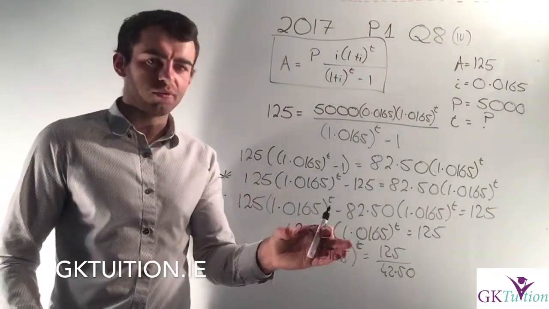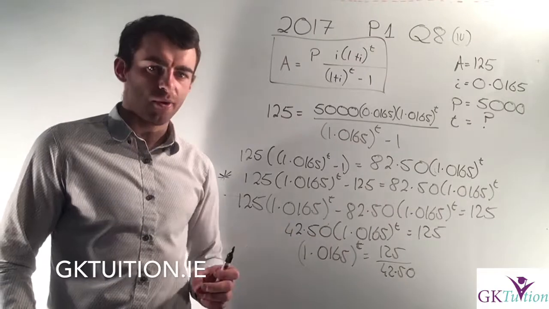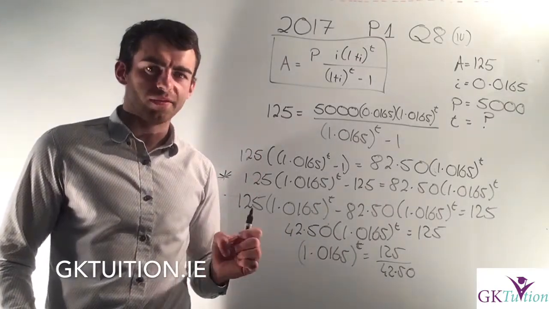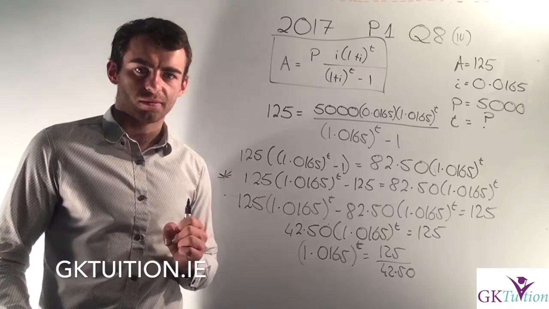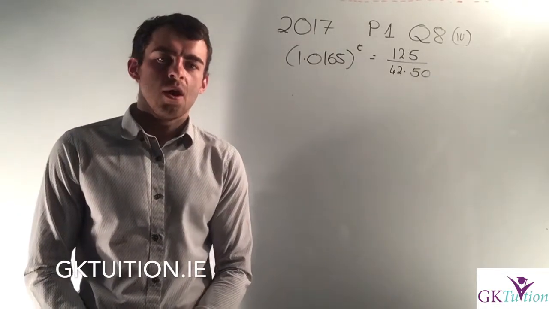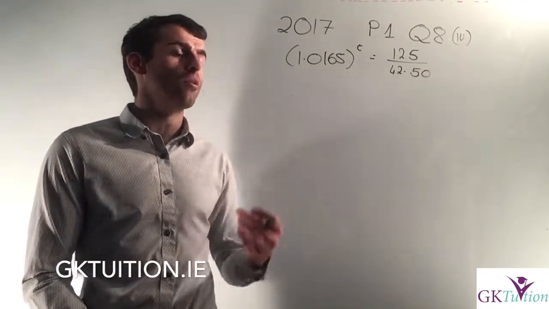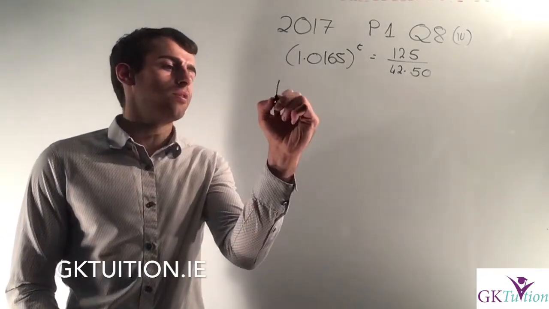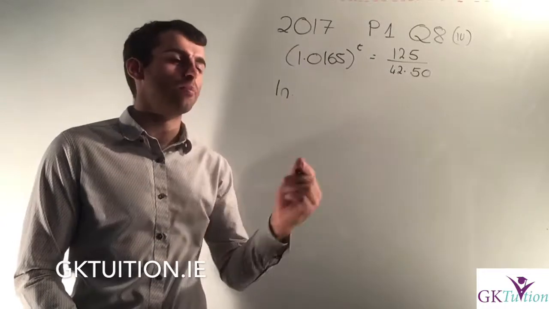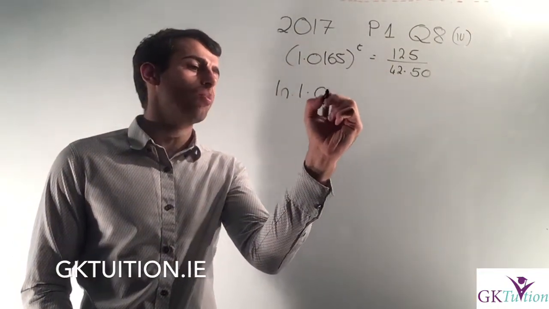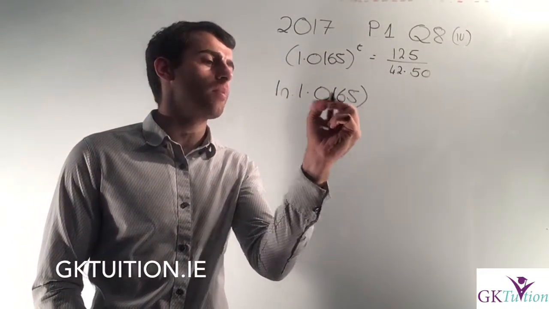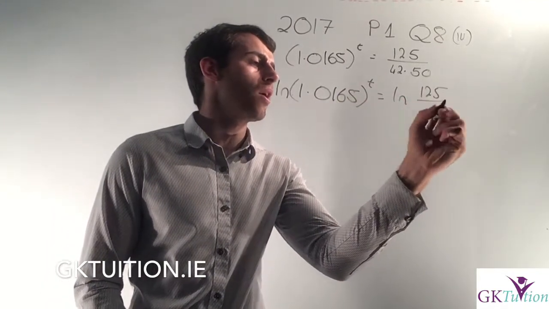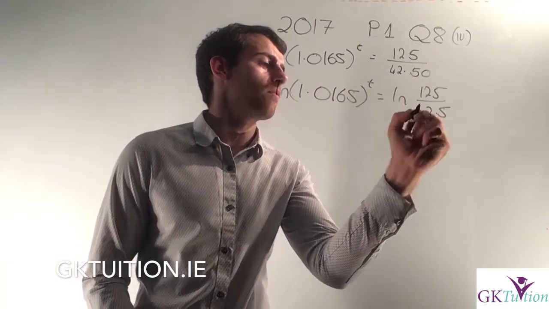Now at this point you should recognize that your unknown is in the power. If your unknown is in the power, the only way we're going to be able to solve this is to introduce logs. Okay, so once you recognize that your unknown is in the power, now we know we just have to introduce logs. So that literally just means you're sticking an ln in front of both sides. So ln 1.0165 to the power of t is equal to ln 125 over 42.5.